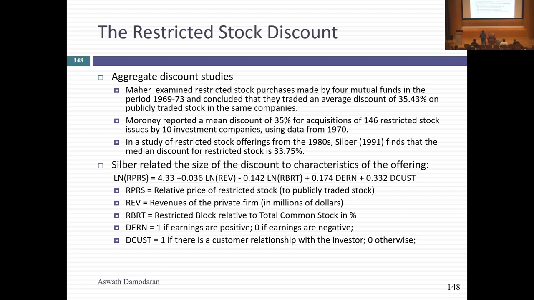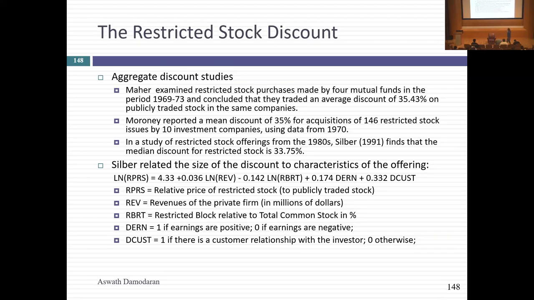And he backed that up. Second, he looked at how big that restricted block was. His argument was the larger the restricted block is relative to the number of shares outstanding, the bigger the discount has to be. So there are 1 million shares outstanding, and I'm trying to put a restricted block of 500,000. I should see a much bigger discount than if I'm just selling 50,000 shares. And he found that that was backed up as well.